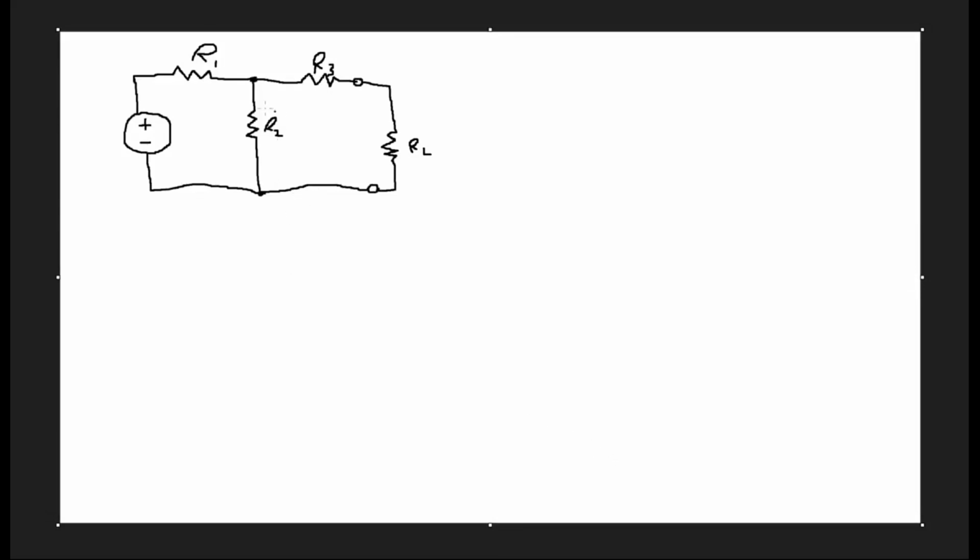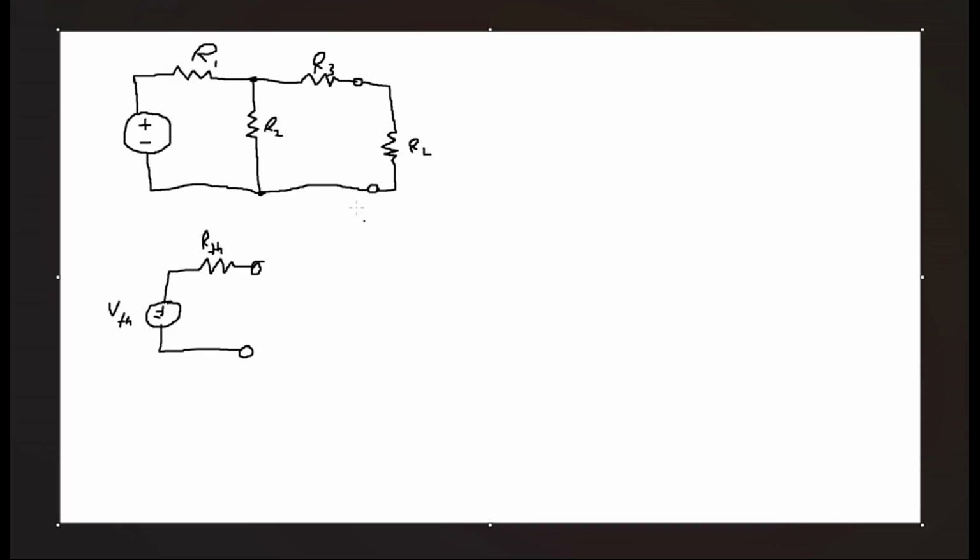Let's simplify this circuit down to its Thevenin equivalent. Thevenin's theorem states that for any linear two-terminal circuit, we can represent that circuit with a voltage source in series with a resistor. We can call the voltage source VTH for V Thevenin and the resistor RTH.